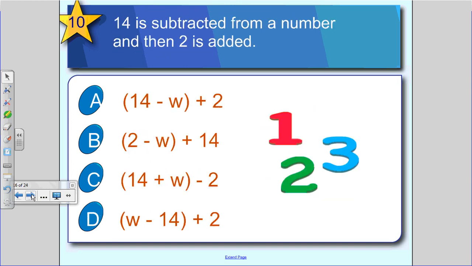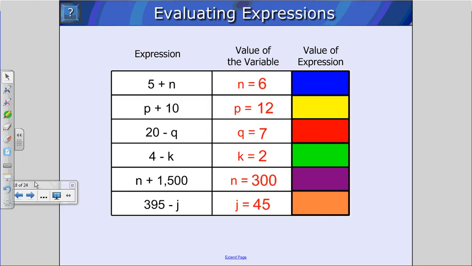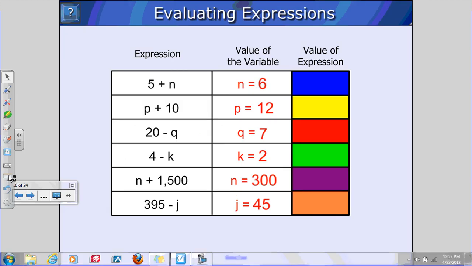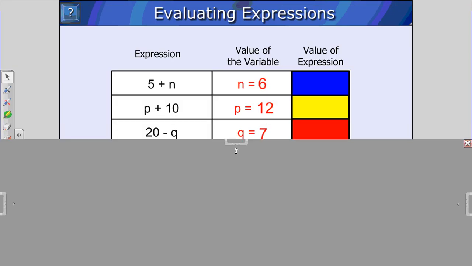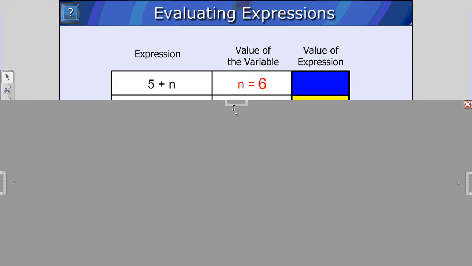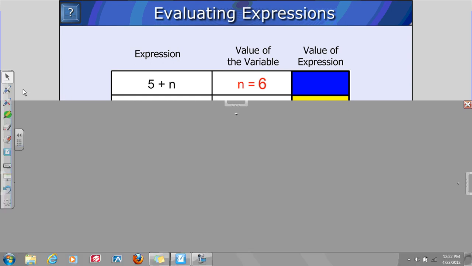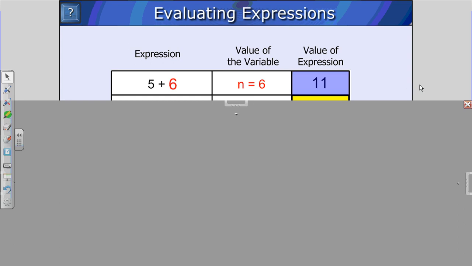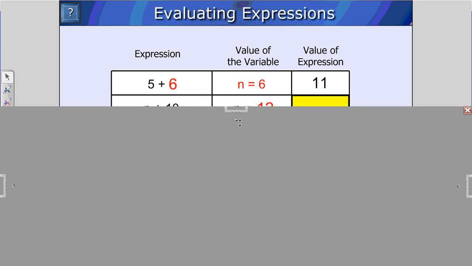All right, good job on those. Let's look at these. This is what is so easy about algebra. All you have to do is plug in answers. Here we're given 5 plus n as the expression. We don't know n, but the next box tells us what n is, and all we have to do is plug in 6, and we get our answer, which is 11. It's that simple.